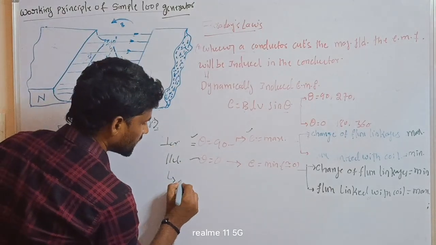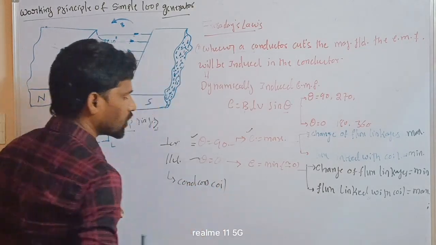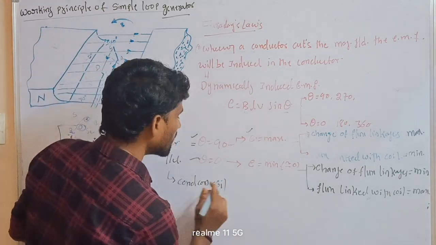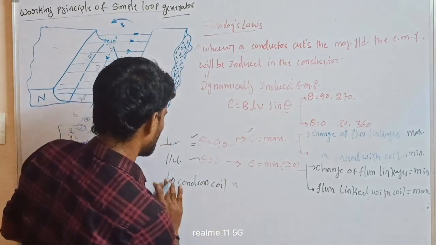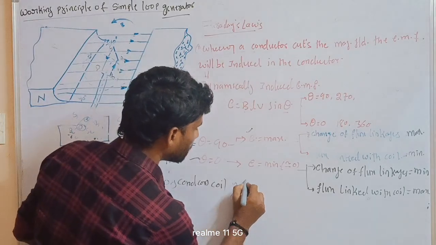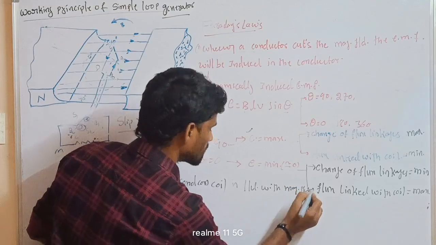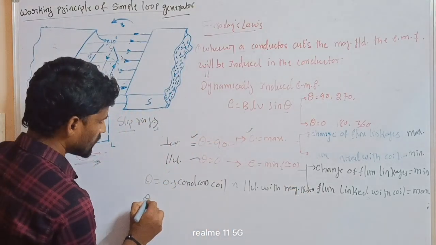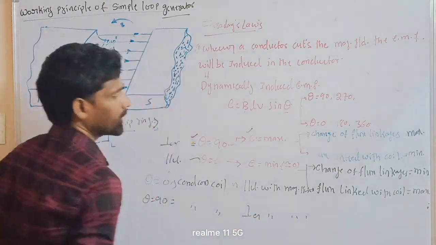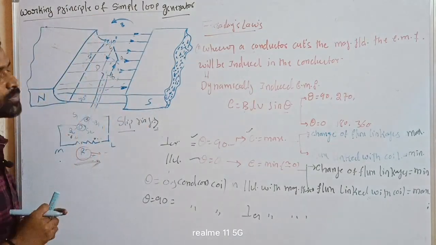Which one is the conductor? The conductor is also known as the coil. A coil is two conductors. When theta is equal to 0 degrees, the conductor or coil is parallel with the magnetic flux. At 90 degrees, the conductor is perpendicular to the magnetic flux. These are the basic things of the working principle of a simple loop generator.